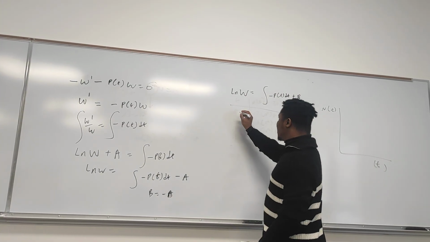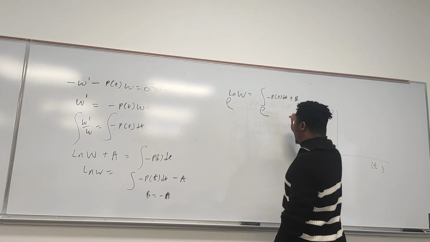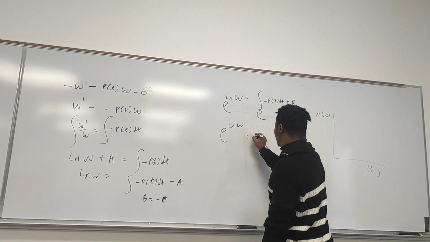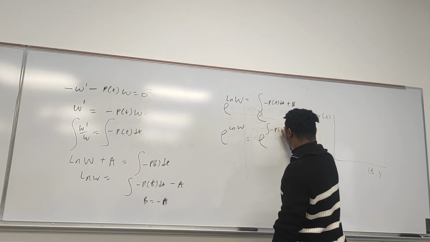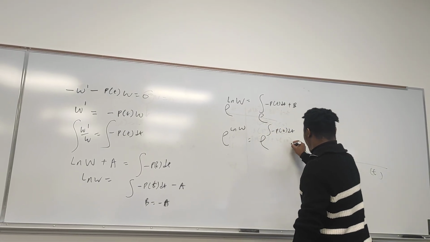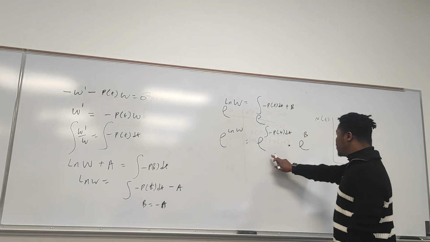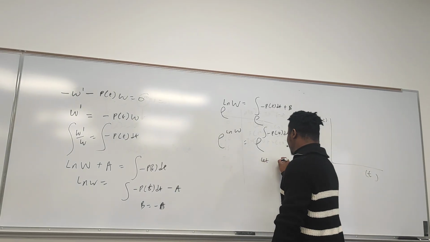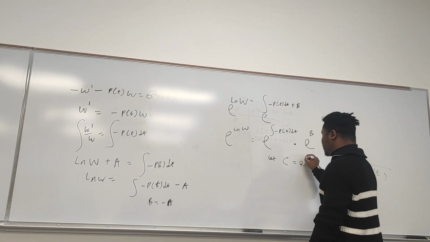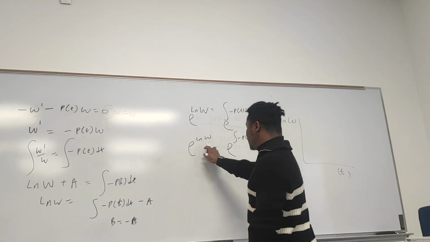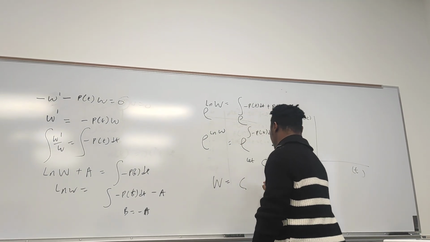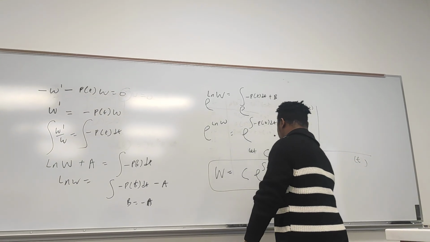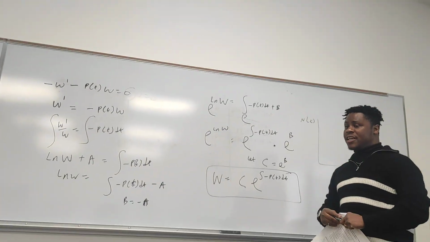So we're looking for this. So we take the exponential of both sides. And that becomes exponential ln of W is exponential integral negative P of T dt multiplied by exponential B, because exponential, we give this plus this. And we could say let C be exponential B. They are constants. So exponential ln W is W, and W becomes C exponential integral negative P of T dt. So this formula, please skip it. That's called Abel's theorem.